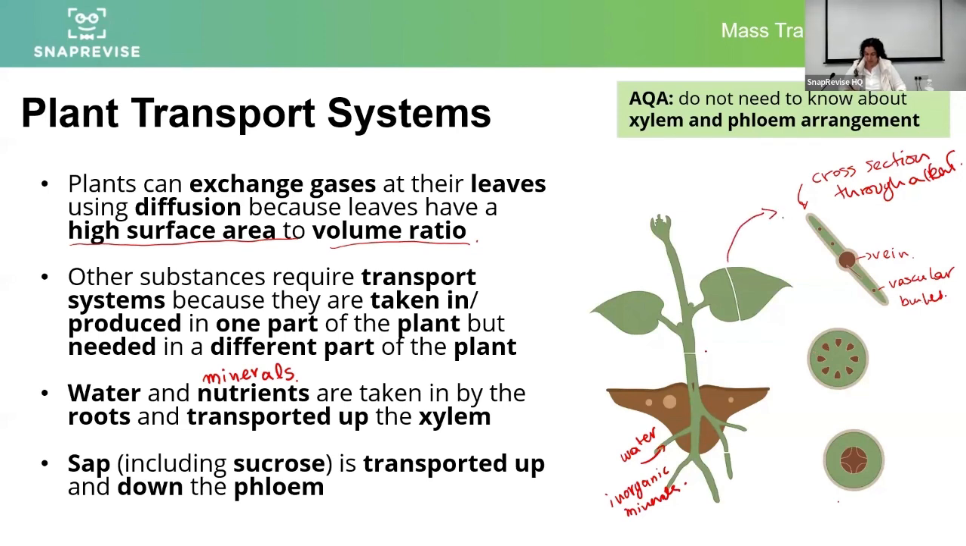If we were to take a cross section of the stem here, we would see that the xylem and phloem are arranged around the periphery. And if we were to take a cross section from a root, we would notice that actually the xylem is in the center here as a kind of cross, and the phloem is around it. So just be aware of that.